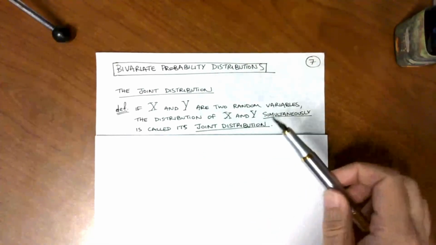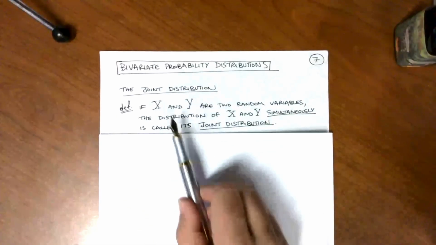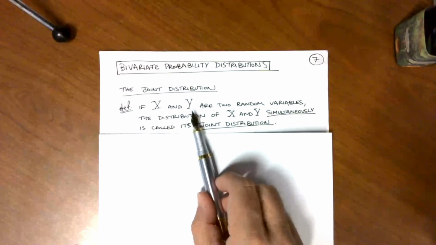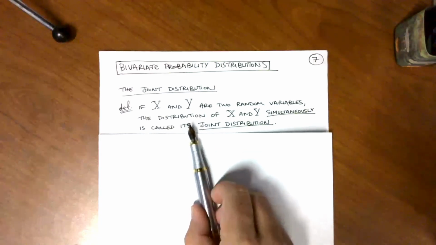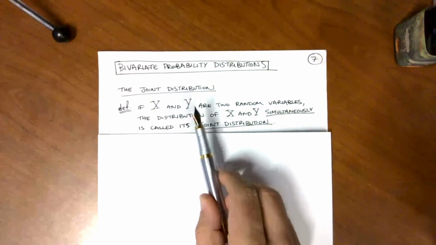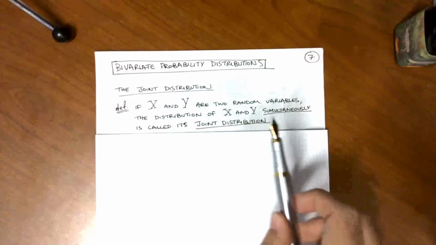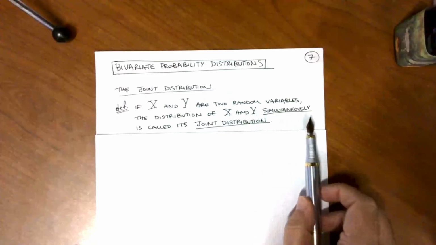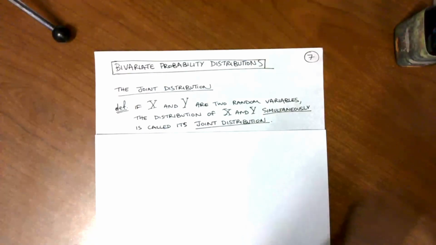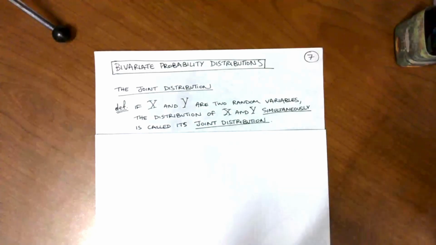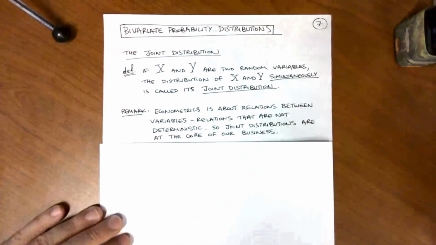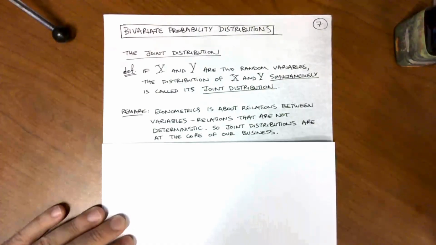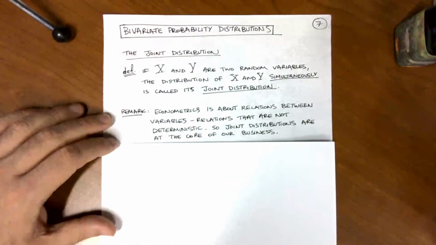The definition here goes as follows. If you have a random variable X, our very familiar random variable so far, and a random variable Y, capital Y symbolizes a second random variable we are going to be talking about. So if those two are random variables, the distribution of X and Y simultaneously is going to be called their joint distribution. Again, econometrics is about relationships that are not deterministic, so this is going to be a very fundamental concept for what we do here.